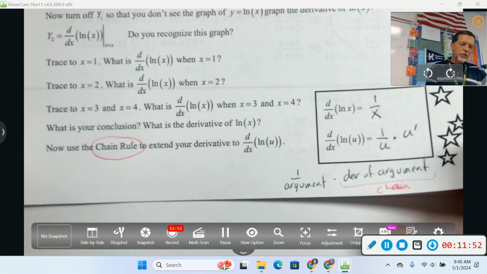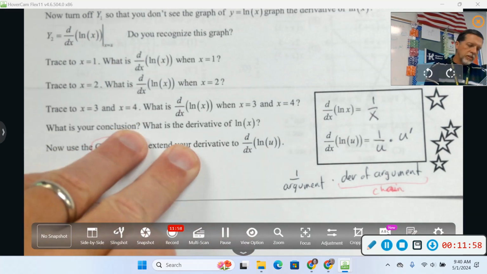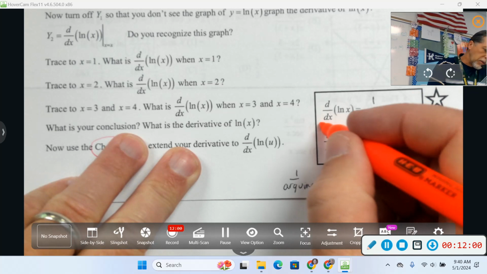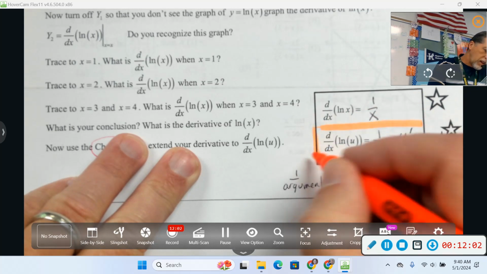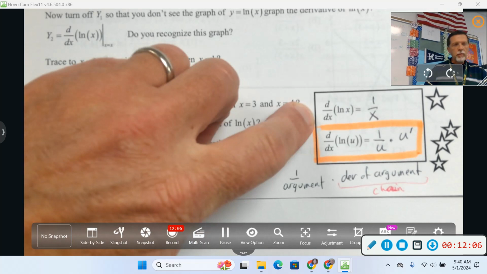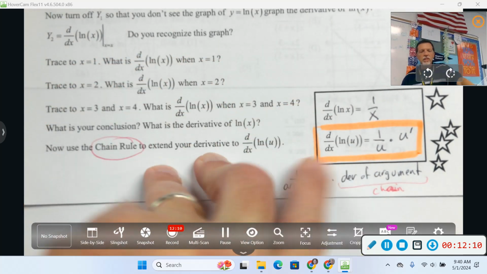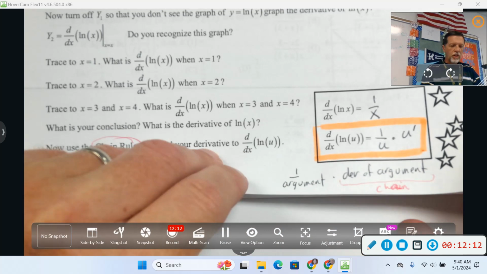There's an alternate rule coming up. 1 over x, or maybe a better way to say it is 1 over the argument times the derivative of the argument. Most of the time it's not going to just be x, because then all the problems would be exactly the same. U is going to be some function that forces us to do the chain rule.